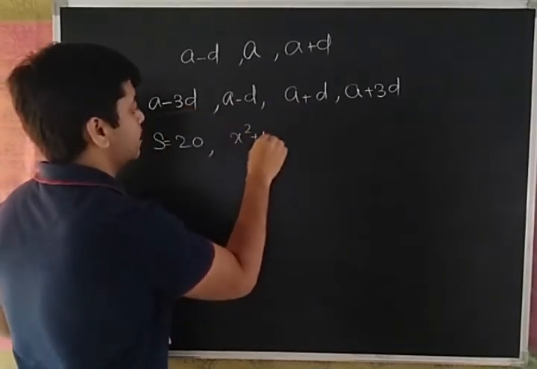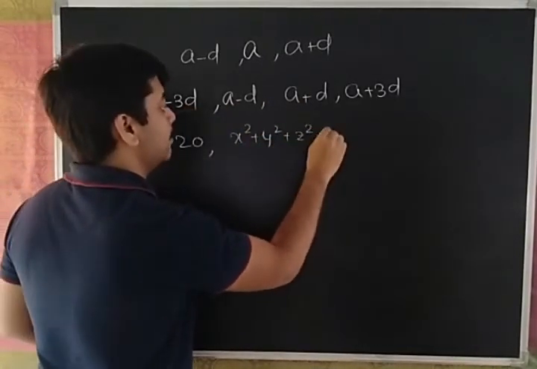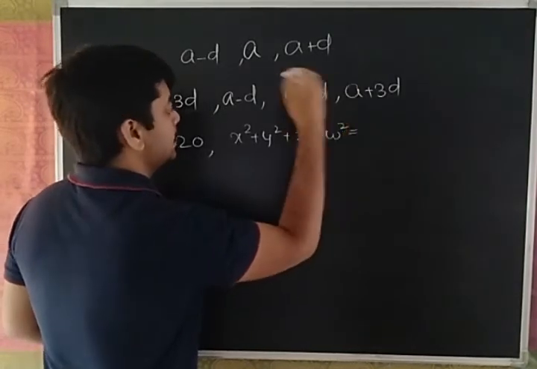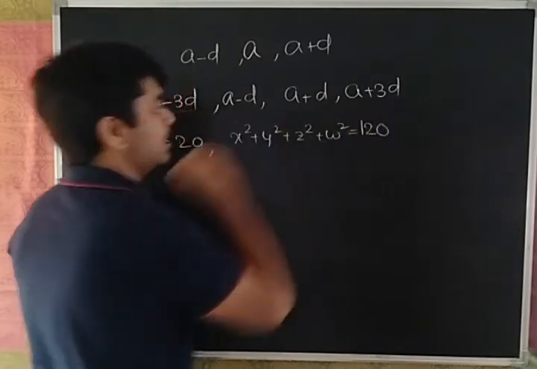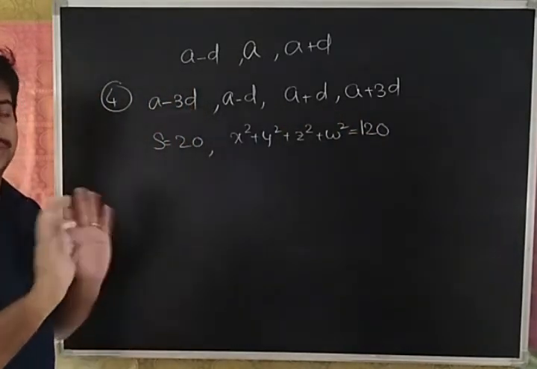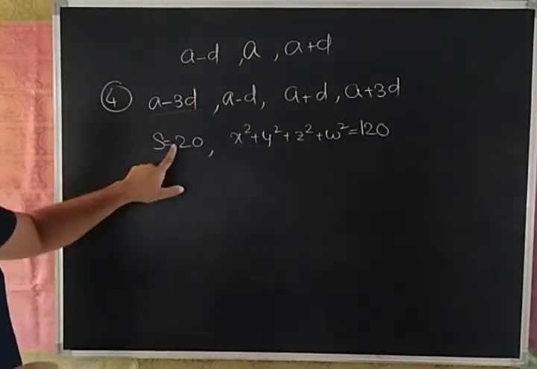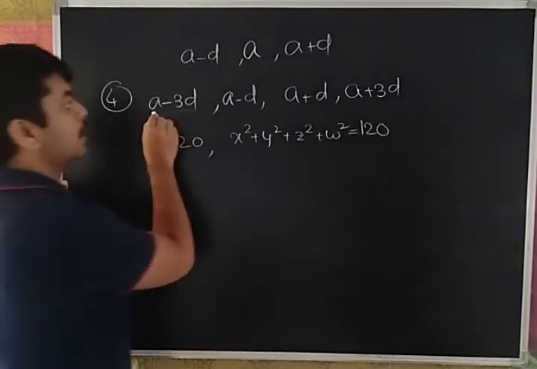X square plus y square plus z square plus w square is equal to what was given, it is given as 120. So this is the information we are having. It is very easy, don't need to worry about anything. Sum is 20. So what is the sum of all this?